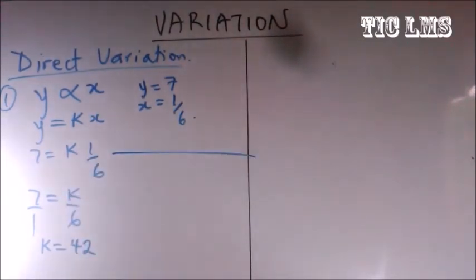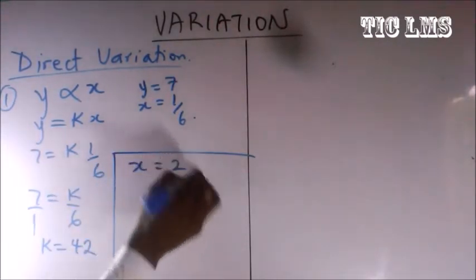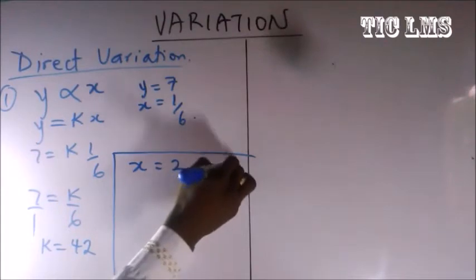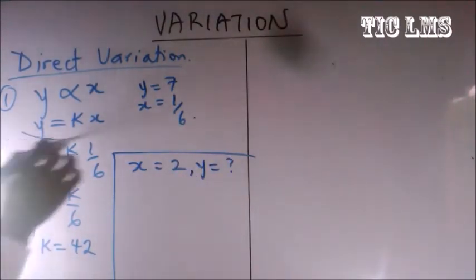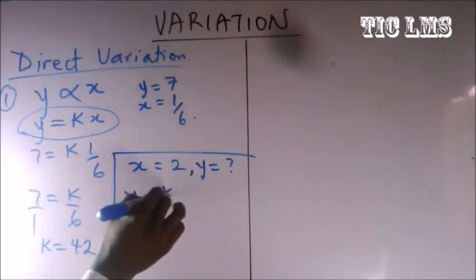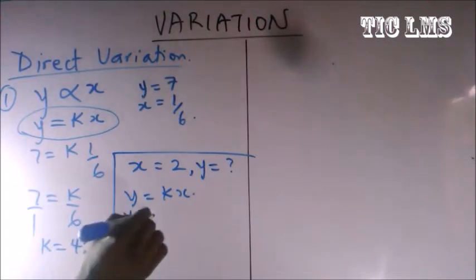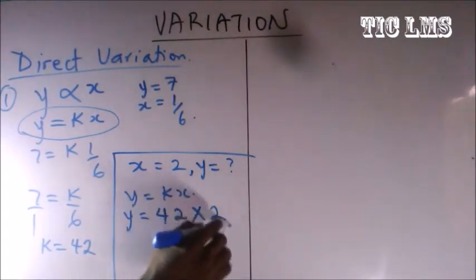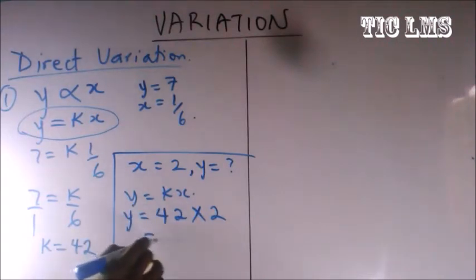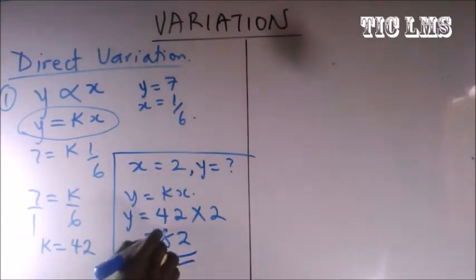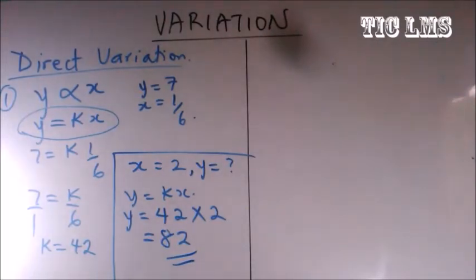Now we are told, what if we have the value of x to be 2? What will be the corresponding value of y? And so we'll bring our equation back. We have y equal to kx. We are looking for y. Here we use the k, which is a constant, so we have 42 multiplied by the value of x, which is 2, and so we have it as 84. Alright, so that's the value of y. So if we have other values of any of the variables, we will use the same constant, which is 42.